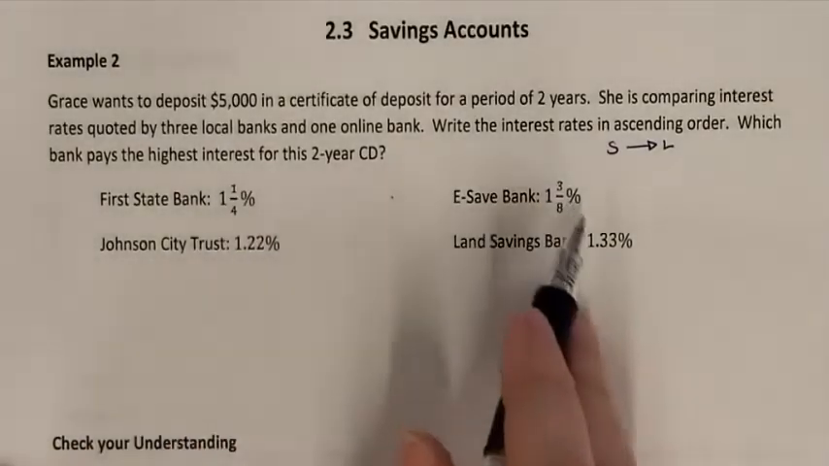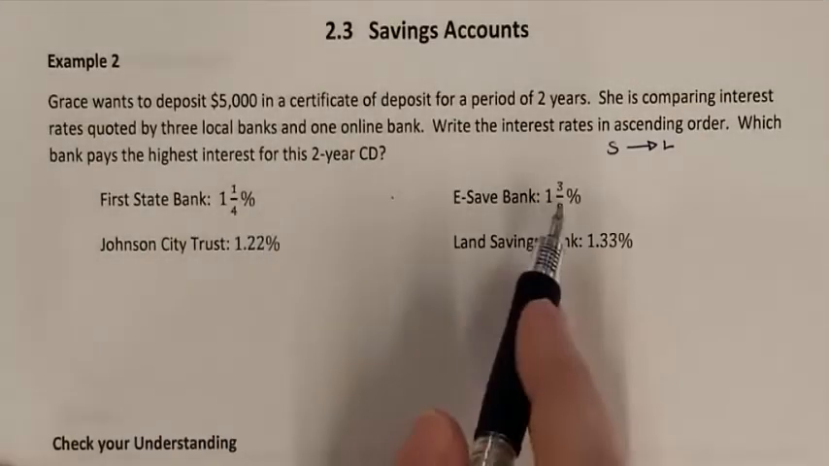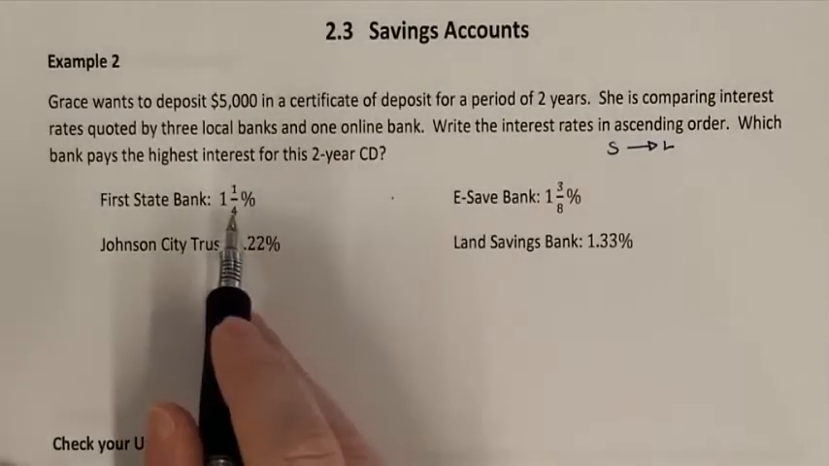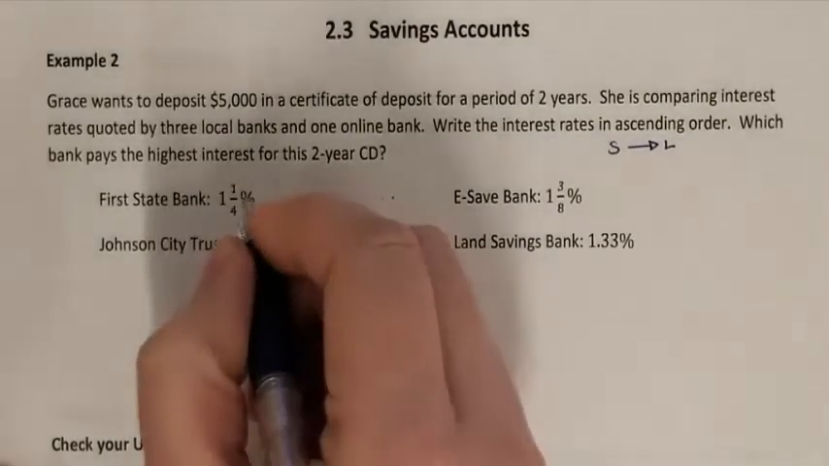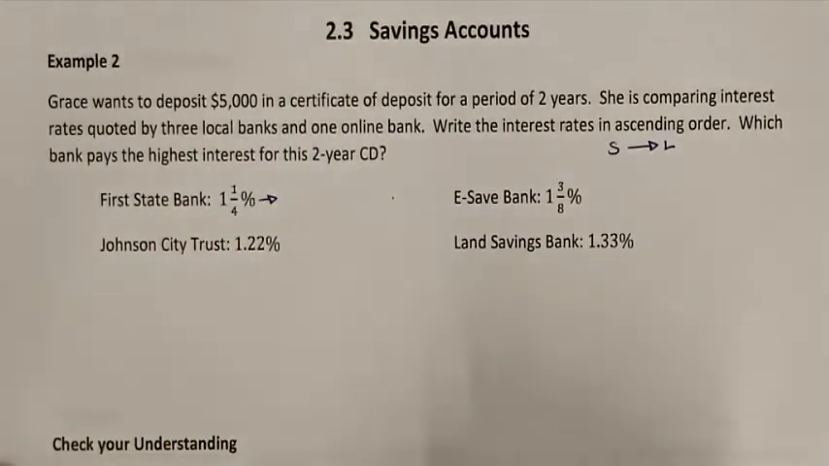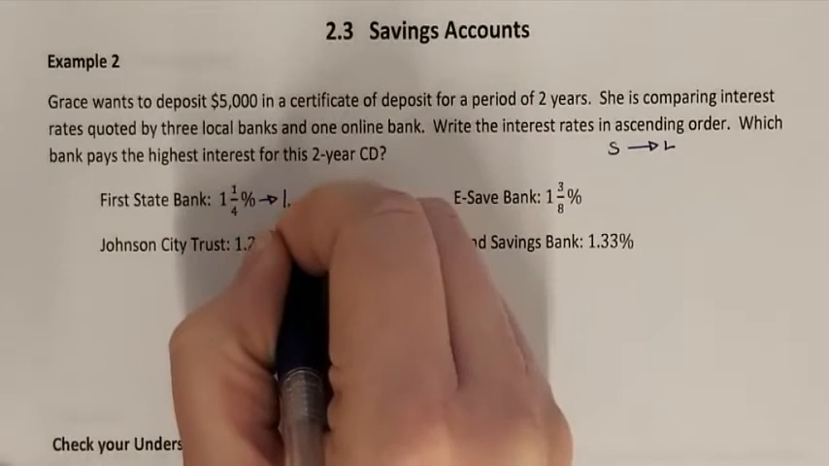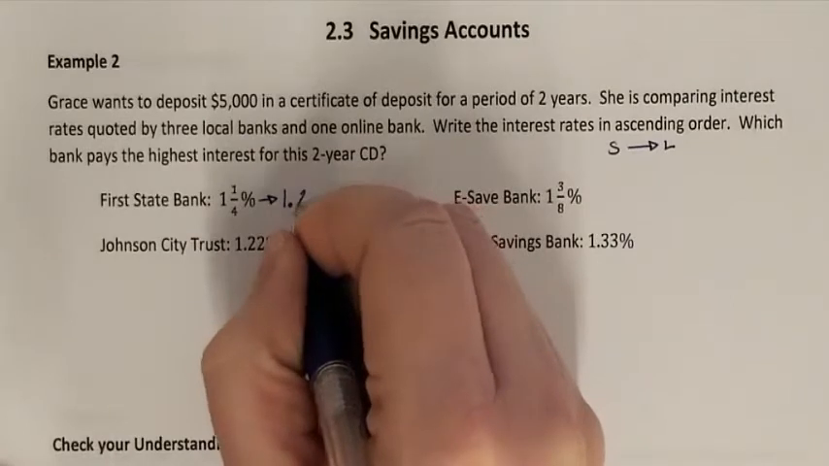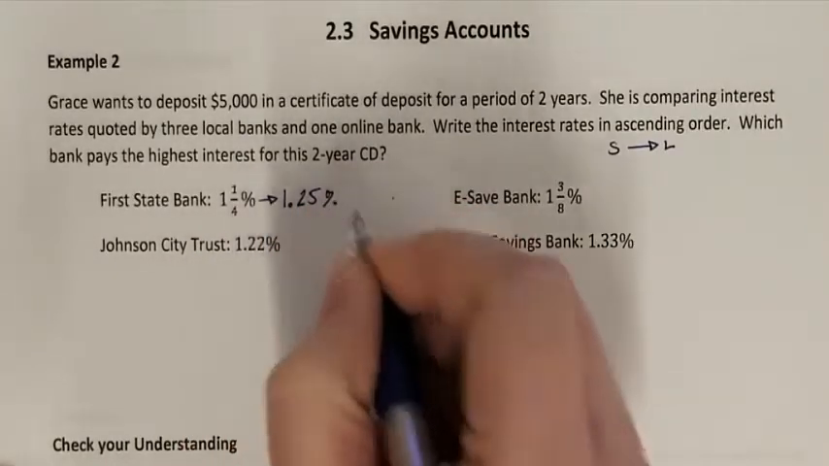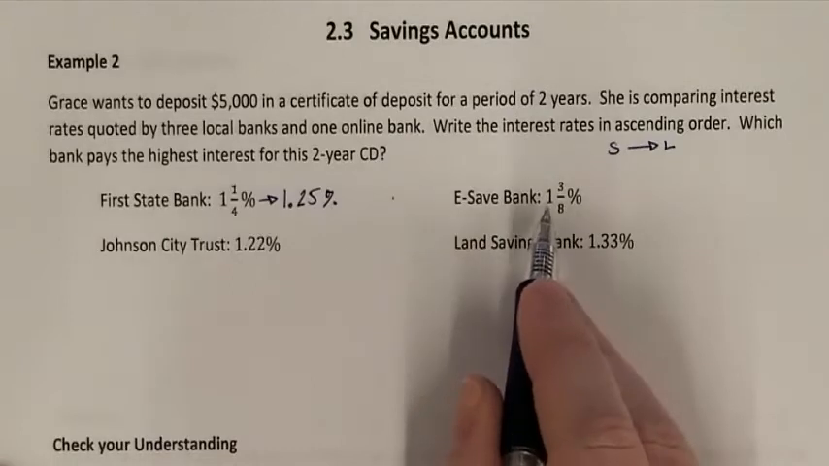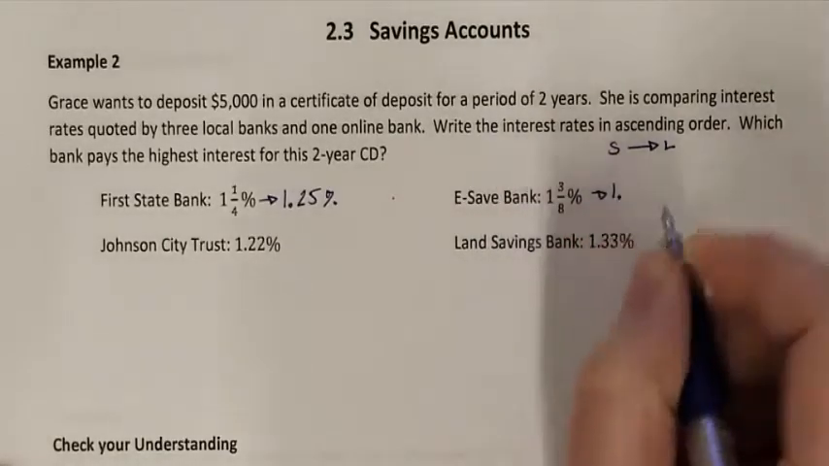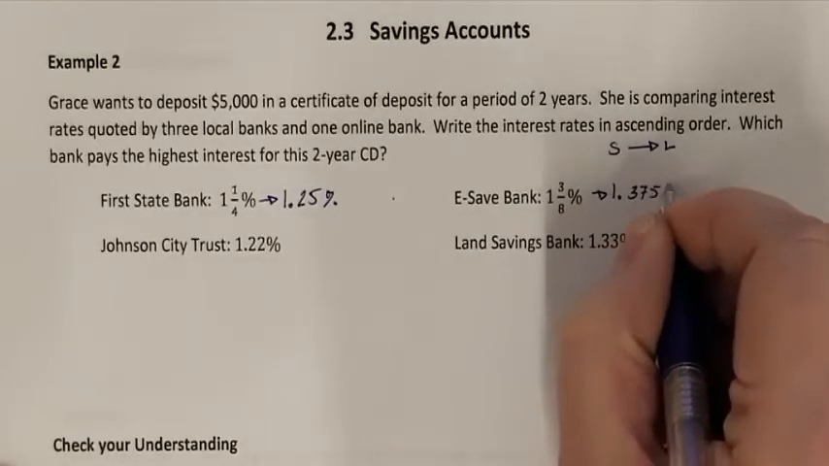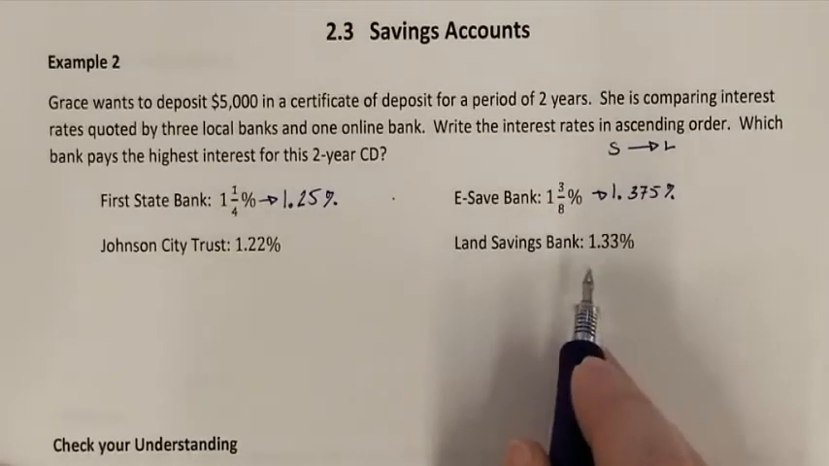So we have 4 banks here. All of them are currently in percentages, but some are fraction percents and some are decimal percents. We need to rewrite it so they're all in decimal percents. First State Bank. I need to rewrite this as a decimal. Whole number 1. Here's my decimal. 1 divided by 4 on my calculator gives me 0.25. So this is 1.25%. This is already a decimal. Whole 1, so here's my whole 1. On a calculator, 3 divided by 8 gives me 0.375. So this is the decimal version, and this is already decimal.